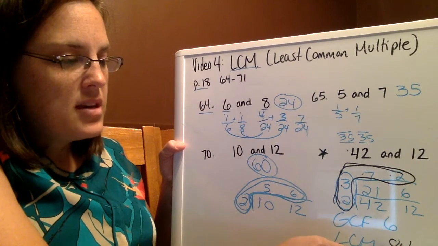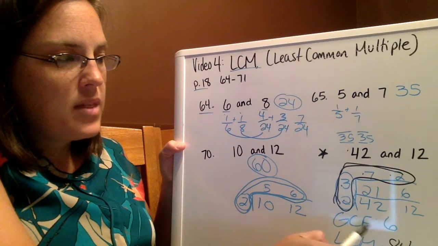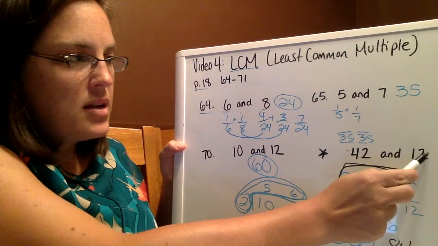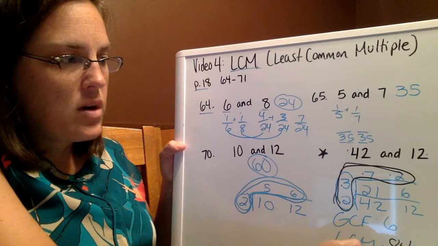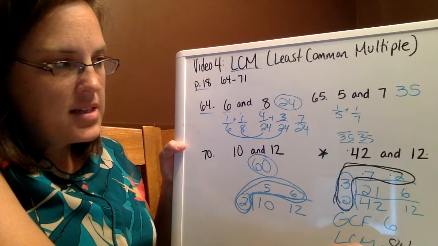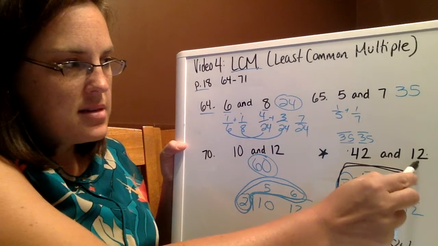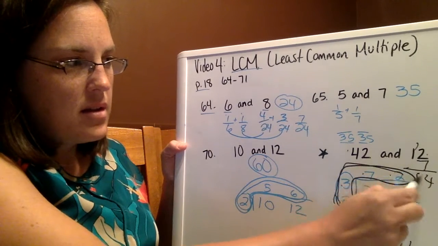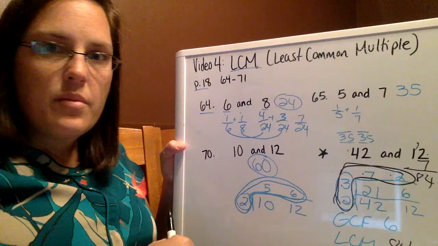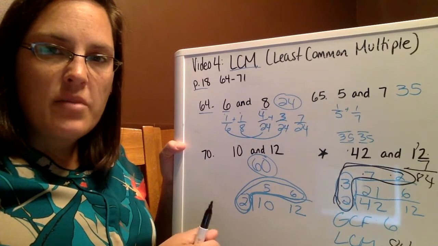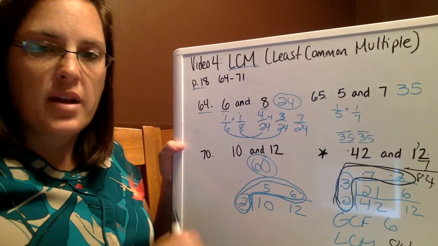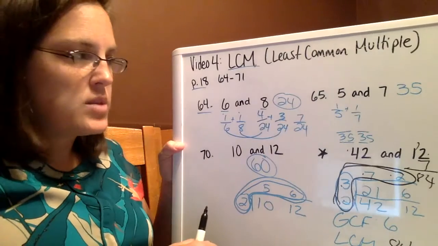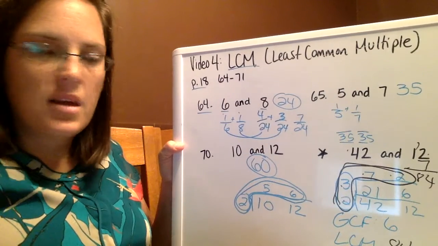42 is a factor of 84, that's 2 times, and then 12 is a factor of 84, and I believe that is 7 times? Correct. So tower method can be used for greatest common factor and least common multiple, and again, we'll use that method as we encounter these problems in the future.